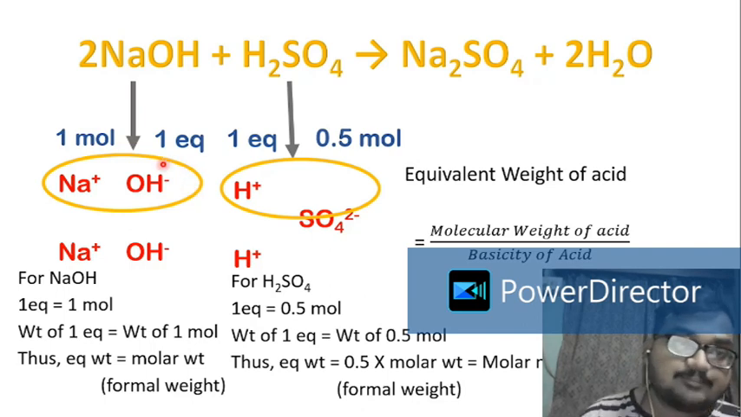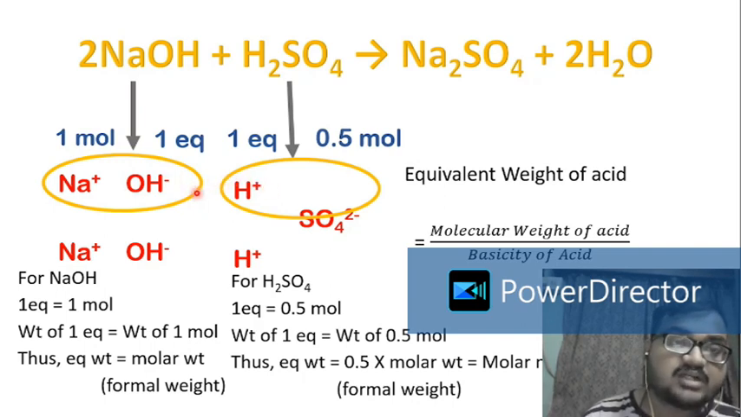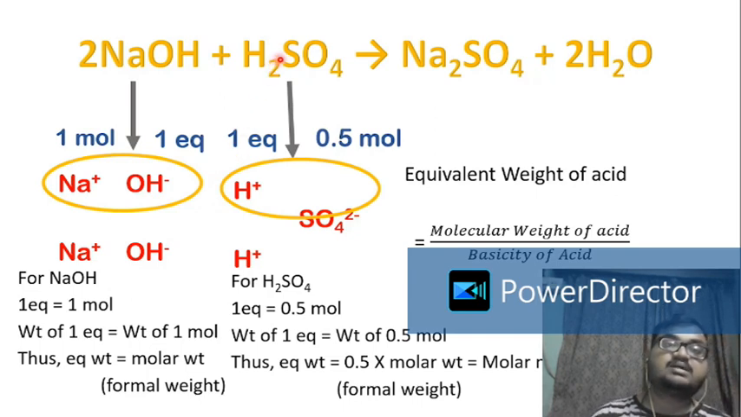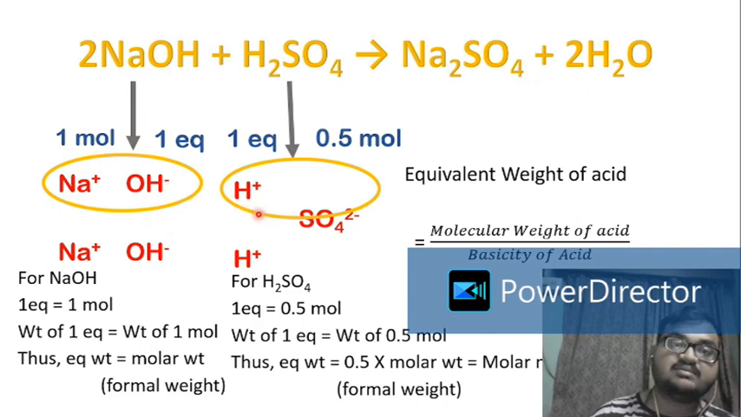So we see that 1 OH reacts with 1 H+. It will always be the case. But here we see that 1 molecule of H2SO4 gives 2H+. So you see, 1 molecule of NaOH essentially is reacting with half of a molecule of H2SO4.